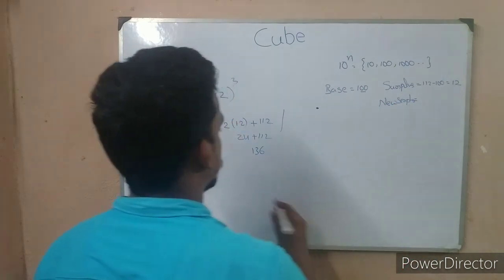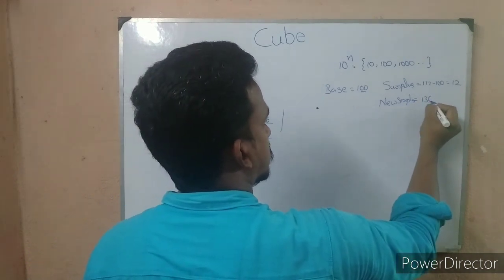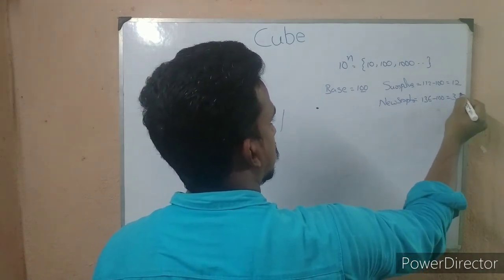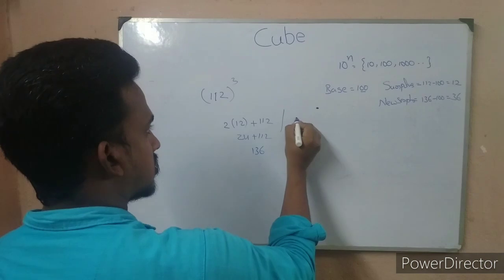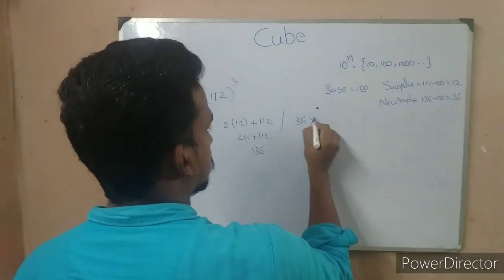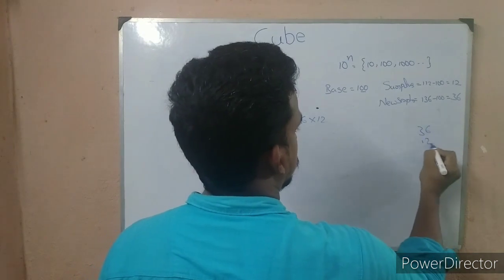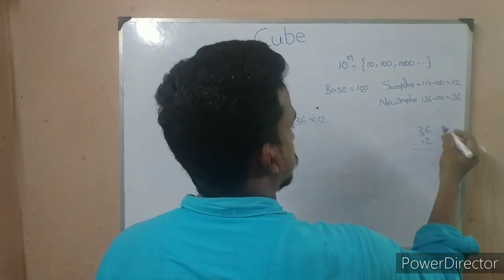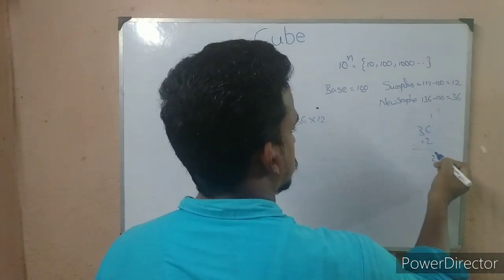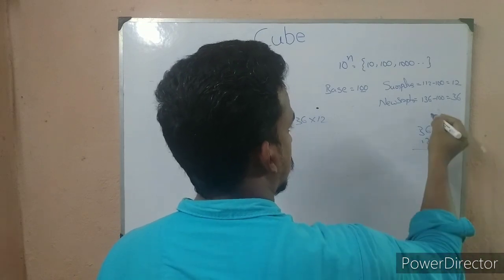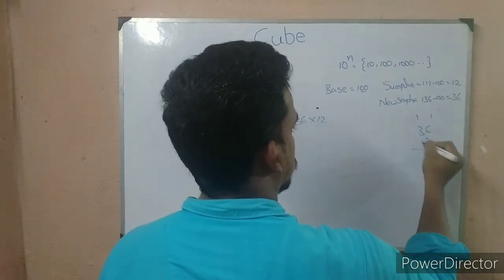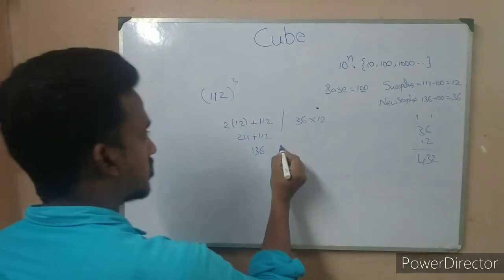So the new surplus value will be 136 minus 100, which is 36. Now 36 into the initial surplus 12. We have to multiply 36 by 12: 6 twos are 12, 3 twos are 6, 6 and 1 is 7... 3 ones are 3, 1 and 3 is 4.